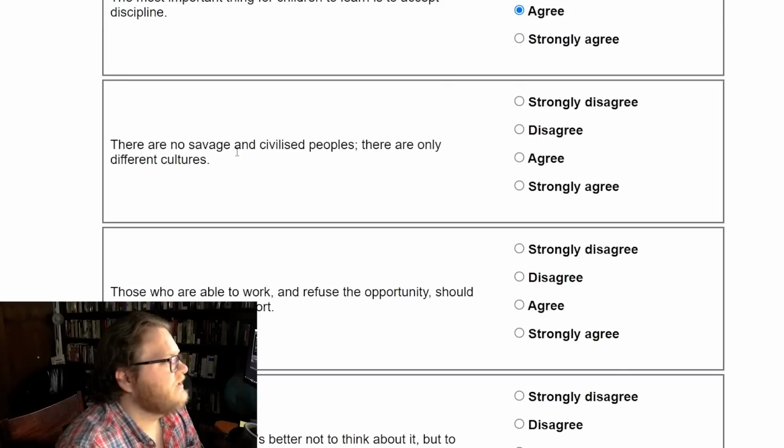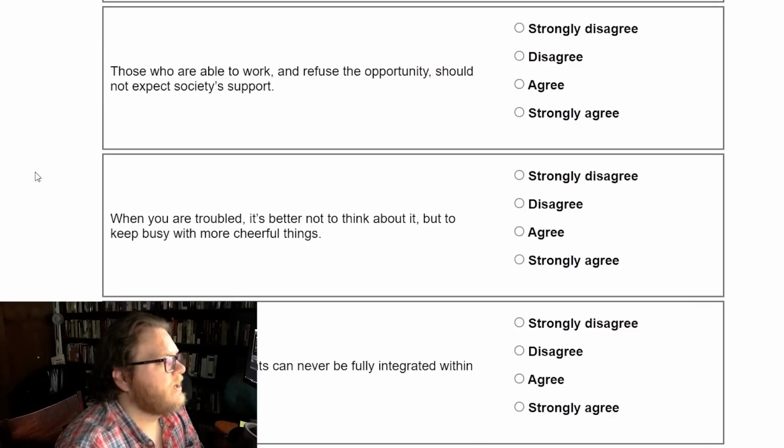There are no savage and civilized peoples, there are only different cultures. Agree, yeah. I think there are more savage or less savage cultures, but yeah, they are different cultures. Those who are able to work and refuse the opportunity should not accept society's support.